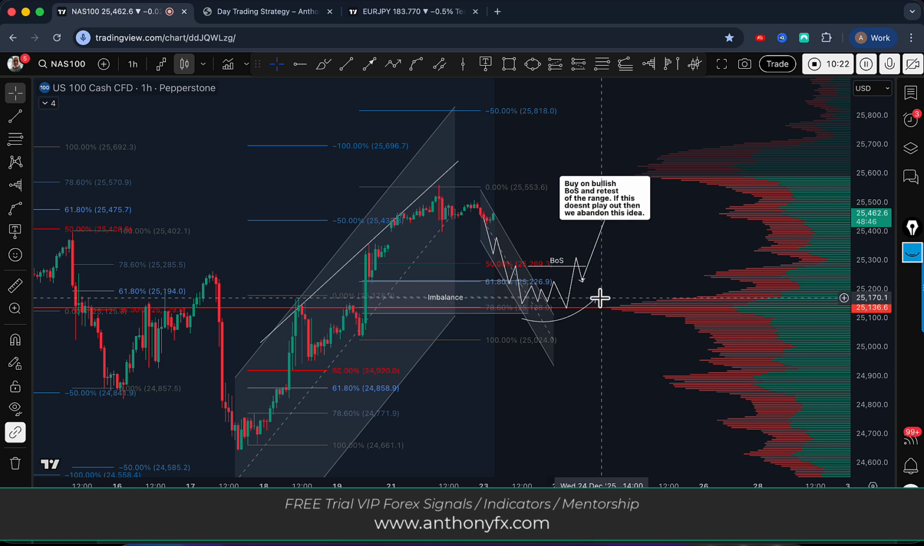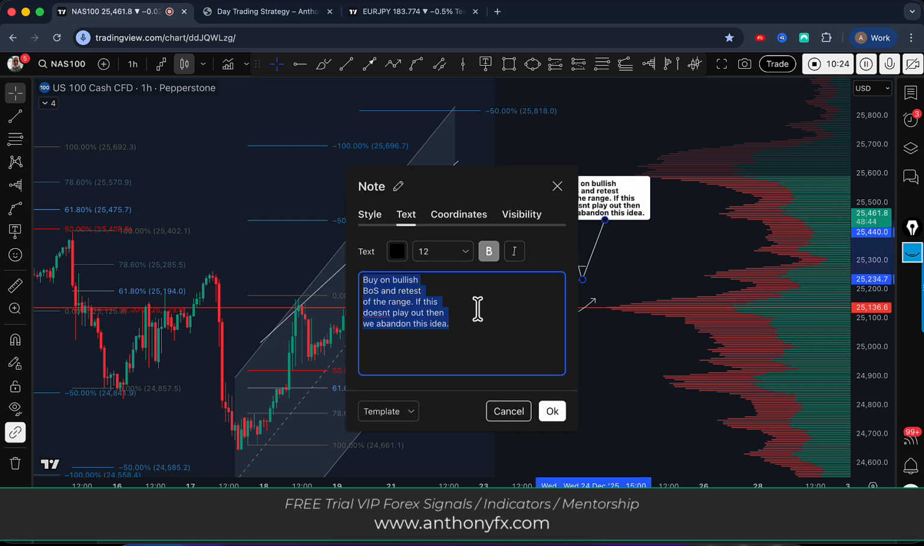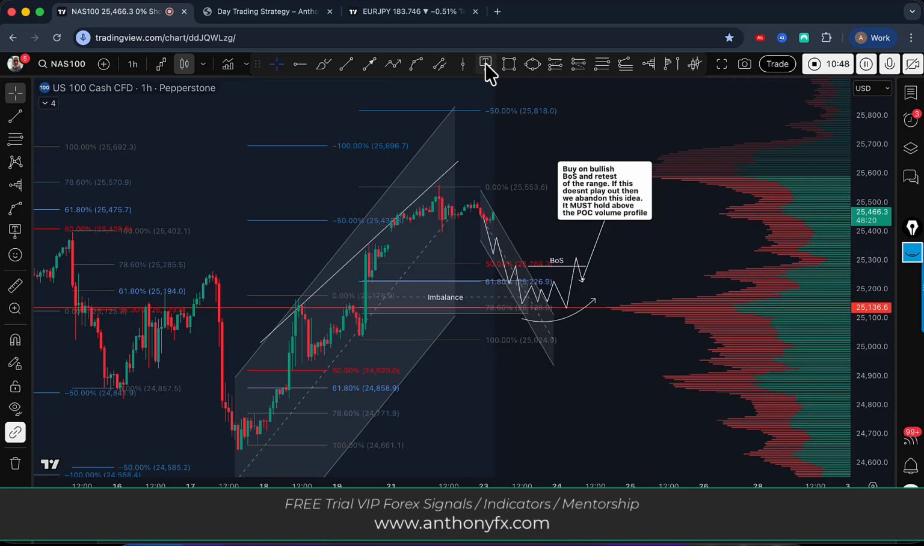Now, it's got to hold. It must hold. Okay, buy on a bullish, retest the range. If this doesn't play out, it must hold above the point of control, the volume profile. It must hold above the POC. If it breaks below, there's no go, it's a no trade zone, okay?